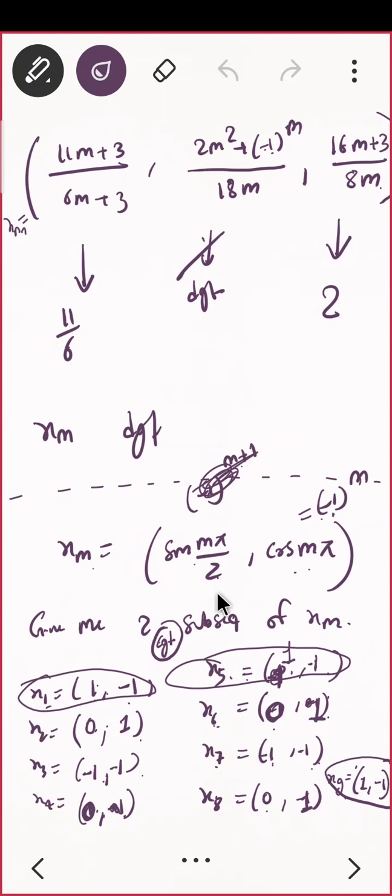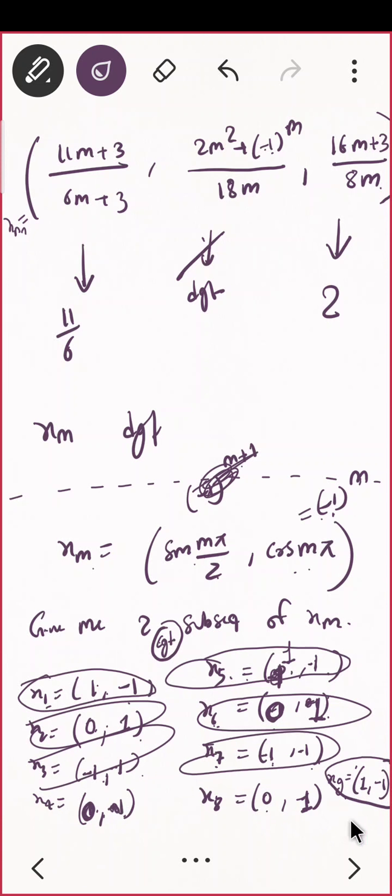Similarly you can give me another subsequence. If you take x2, x6 and x10, that will also give me a subsequence, something like this, x3, x7, and 0 to 1. So for that x4, x8 and x12, that will form a subsequence. They are constant.